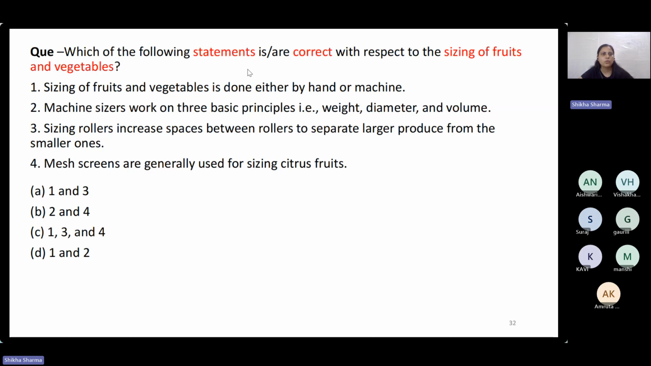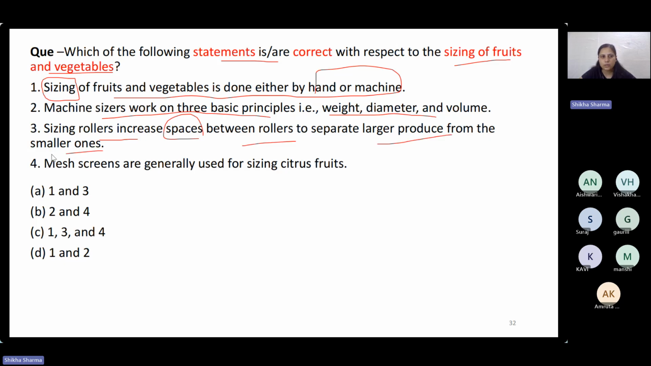Which of the following statements are correct with respect to the sizing of fruits and vegetables? So now we are discussing sizing. Separation is done, now sizing. Sizing of fruits and vegetables is done either by hand or machine. Machine sizers work on three basic principles: weight, diameter, and volume. Sizing rollers increase the space between the rollers to separate larger produce from the smaller ones. And mesh screens are generally used for sizing of citrus fruits.